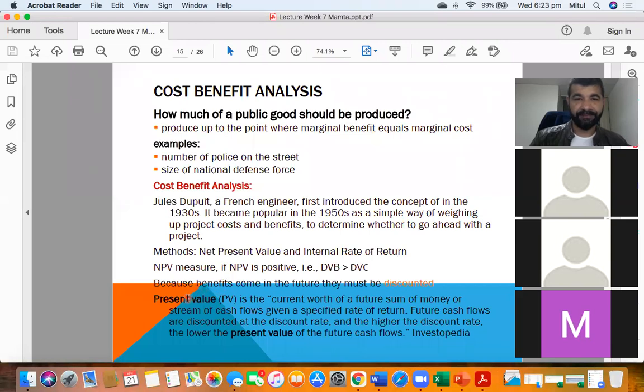All right. So present value is the term for the current worth of a future sum of money or a stream of cash flows given a specified rate of return. Future cash flows are discounted at the discount rate, and the higher the discount rate, the lower the present value of the future cash flow is.